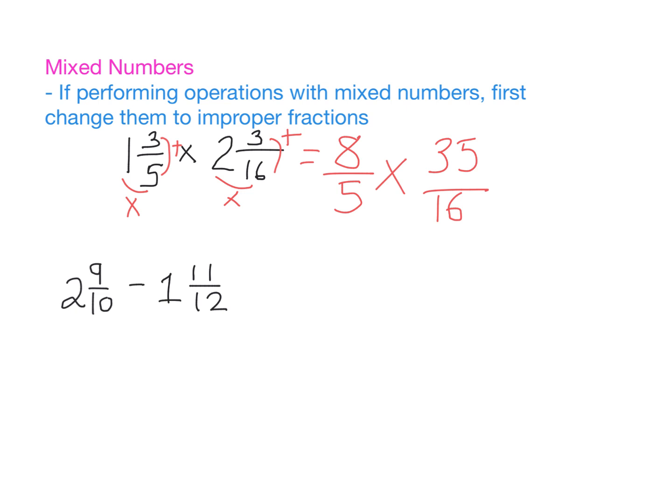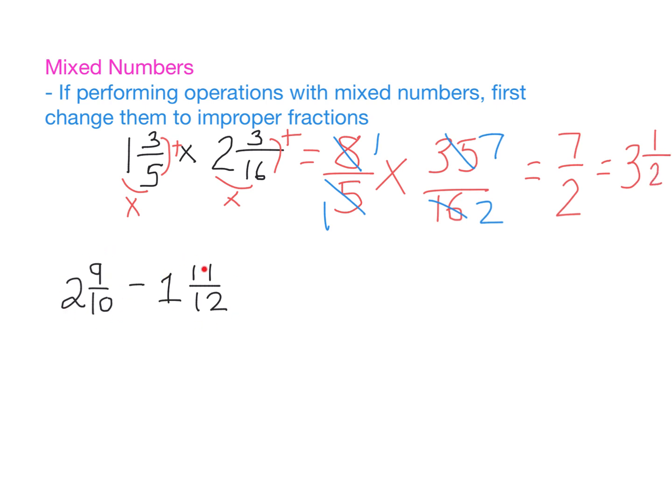Can we simplify? Absolutely. 5 goes into itself once, goes into 35 7 times. 8 goes into itself once, goes into 16 twice. So what we end up with here is 1 times 7 over 1 times 2, 7 over 2. To convert that to a mixed number, 2 goes into 7 3 times, remainder 1 goes up here, always keep the same denominator.